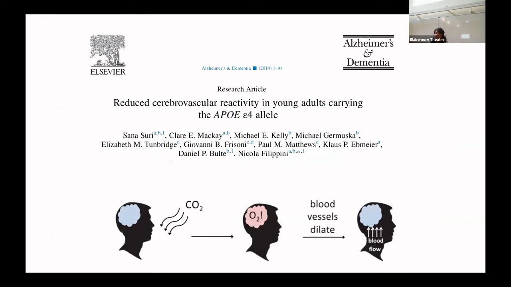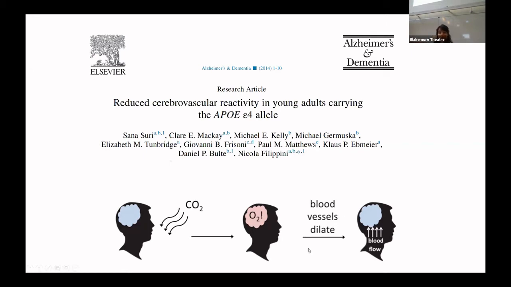Now, this is all about lifestyle changes, right? How does modifiable risk affect the brain? In my group, we're also interested in how genetic risk affects the brain. So in this study, we looked at a marker called cerebrovascular reactivity. This process, cerebrovascular reactivity, CVR, is the brain's ability to dilate its blood vessels and boost blood flow to the brain whenever there is a higher demand for energy.